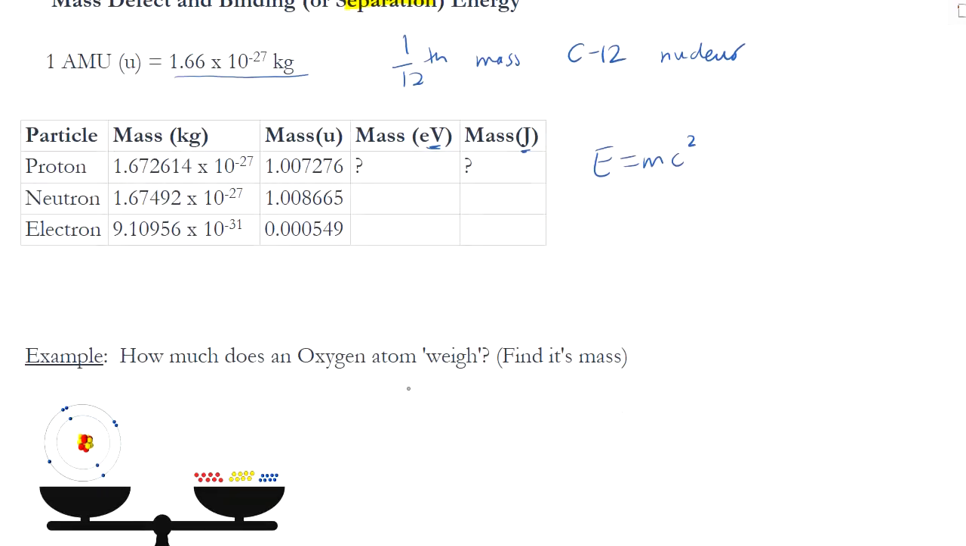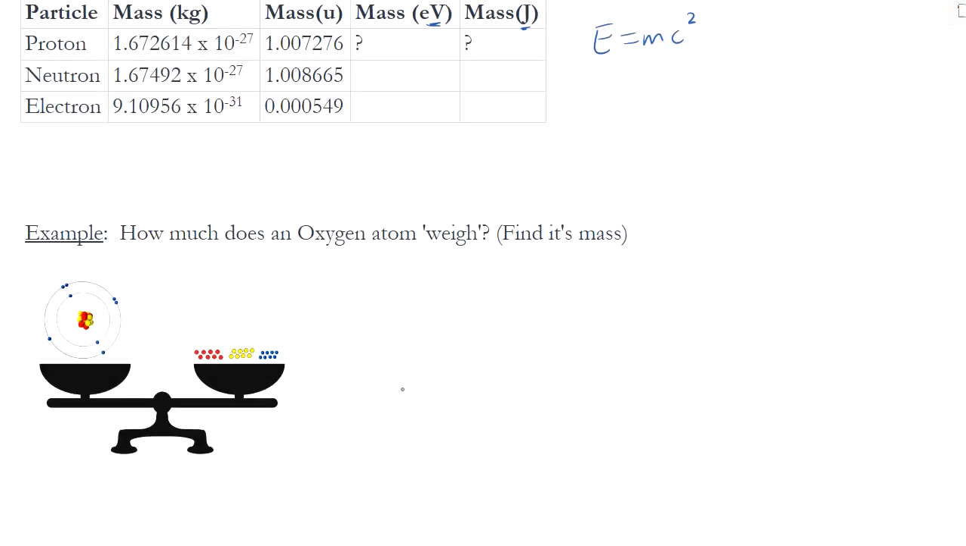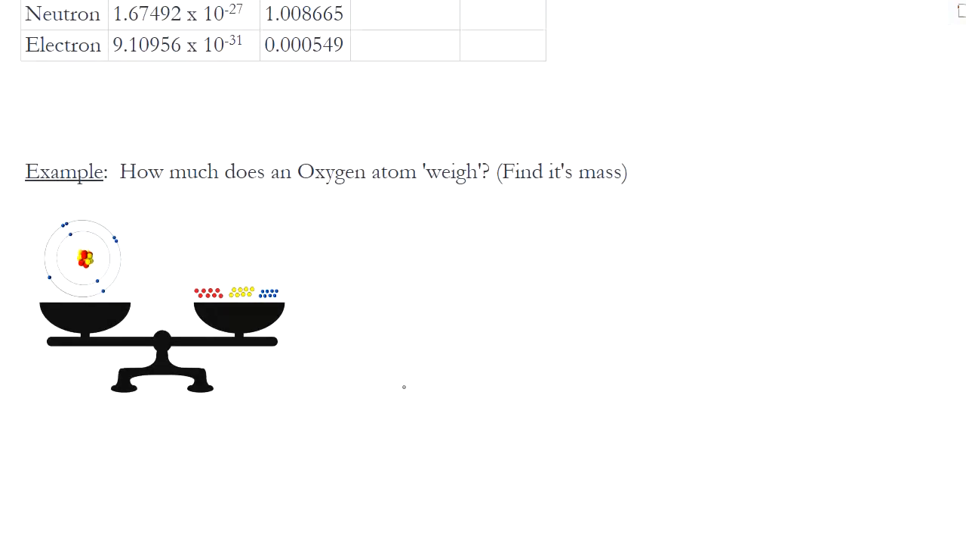So let's discuss this. How much does an oxygen atom weigh? And when I say that, I mean, what's its mass, right? So if you think about the atom with this picture in your mind, and then you think about all of its components, you know, logically they should be the same mass.